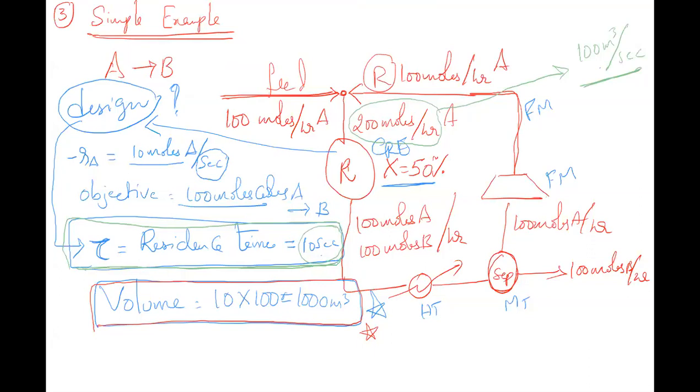You find out the rates. This is the first step of the story. The second step is to calculate the residence time. The third step is to estimate the volume of the reactor.